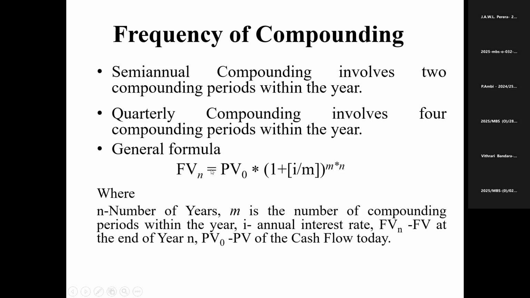Other than that, it is the same equation we learned, but these two, I and N, are changed due to this frequency. Here I is the annual interest rate. This is the present value, or today's value, or principal. This is the future value. Now, let us take an example with the frequency and see how the relationship with the future value changes.